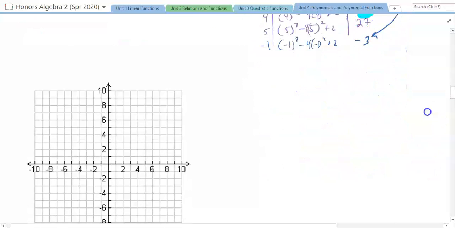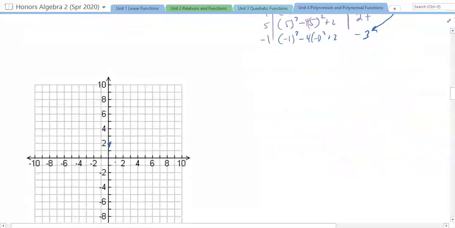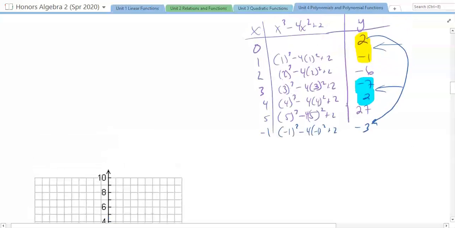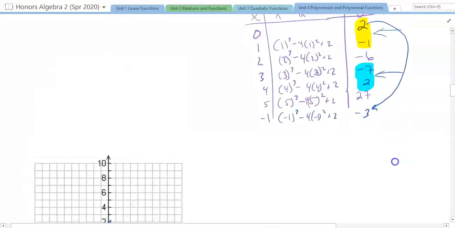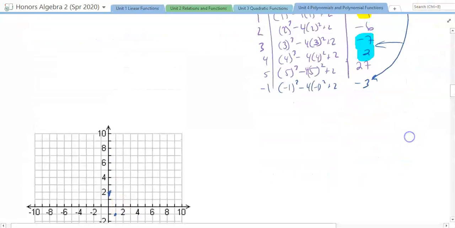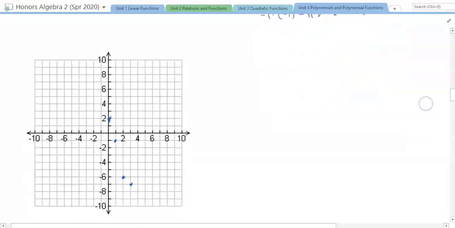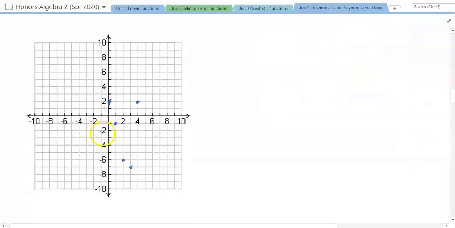And so graphing it up, again, we'll do the same thing. 0, 2, 1, negative 1, 2, negative 6, 3, negative 7, 4, 2, and then 5 is off the screen. And then at -1, we are at -3.